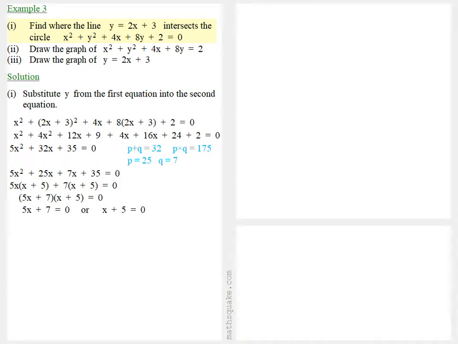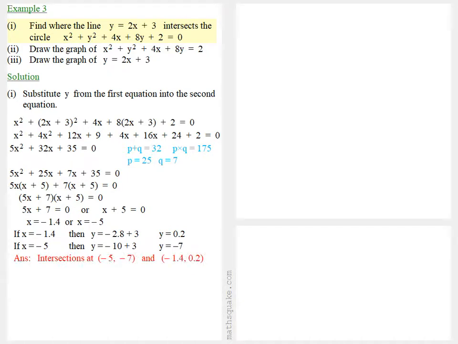So 5x plus 7 equals 0, or x plus 5 equals 0, which means x is equal to minus 1.4 or x is equal to minus 5. Now y is equal to 2x plus 3, so if x is equal to minus 1.4, then y is equal to minus 2.8 plus 3, which means y is 0.2. If x is minus 5, then y is minus 10 plus 3, so y is minus 7. Now that means the intersection points are (minus 5, minus 7) and (minus 1.4, 0.2).